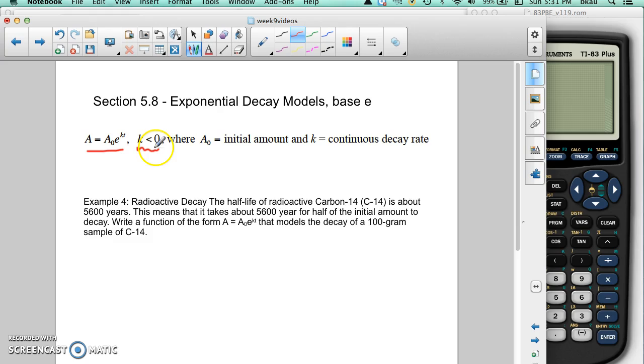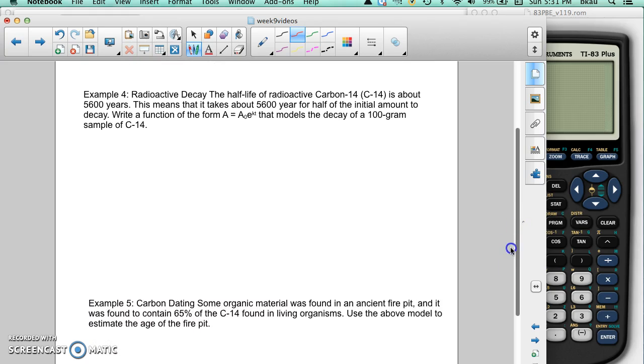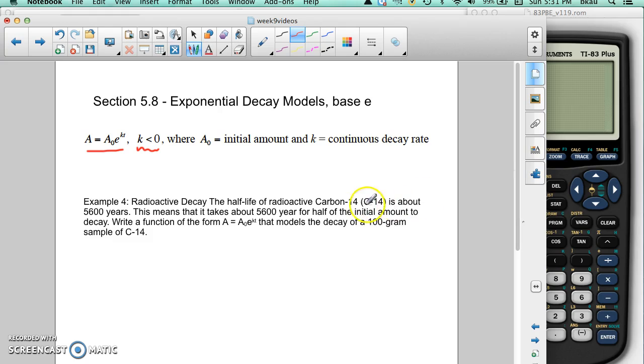So the k value is going to be negative. Alright, so that's the difference in the value. If it's growth, k is positive. If it's decay, k is negative in this formula. Alright, so we're going to work some problems out from your worksheet that you had in your documents folder. Here are the two examples that follow this formula on your worksheet.